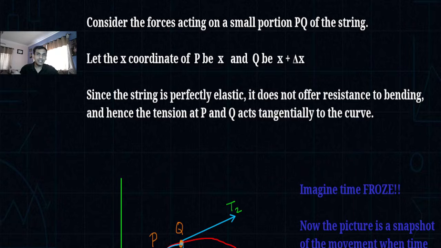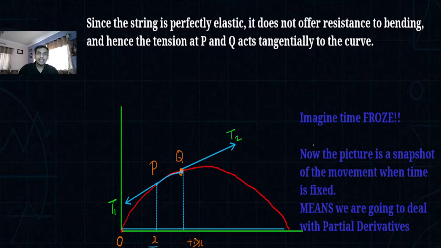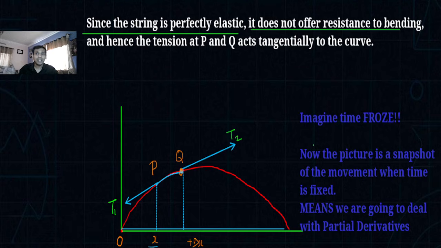Now, look at this. Just like I told you, we consider 2 points x and x plus delta x. And since the string is perfectly elastic, see, we are using our assumption. It does not offer resistance to bending. Hence, the tension at P and Q act tangentially. We need this, we need this. Now, we are going for the math part.